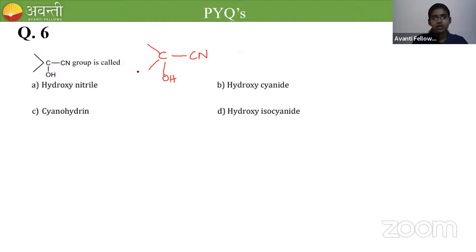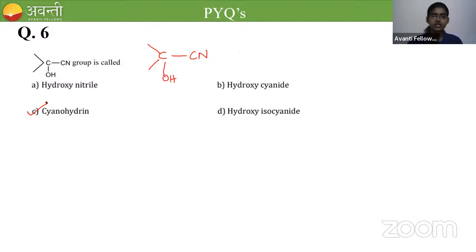This compound you would have come across in the nucleophilic addition of HCN to the C=O system. So what is the name of this group? This group is called cyanohydrin. It is not called hydroxynitrile or cyanide or isocyanide. It is called cyanohydrin. So option C is the correct answer.